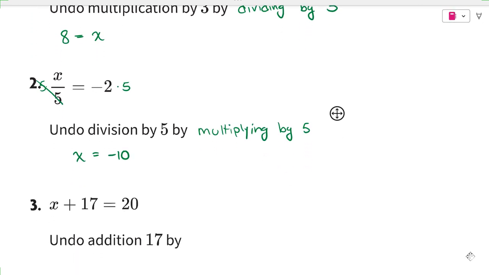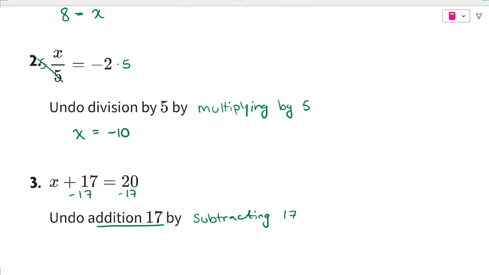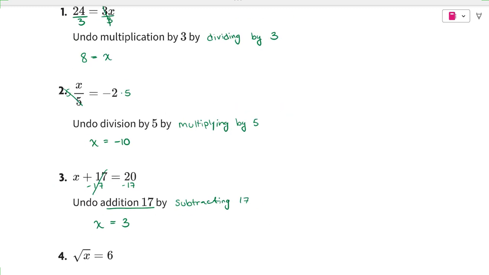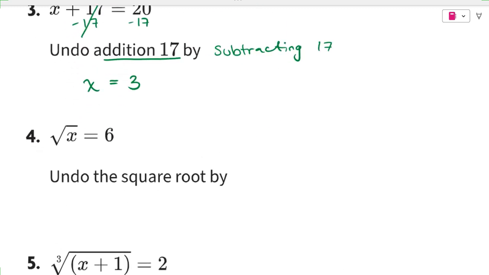Here we have undo addition 17 by subtracting 17. And for all these, I really should be writing to both sides of our equations, right? We always want to balance the equation. I'm just kind of using shorthand. So those 17s, they add to 0, so it's really x plus 0, just x. 20 minus 17 is 3. We can always plug these numbers back in to check since we do have an equation.